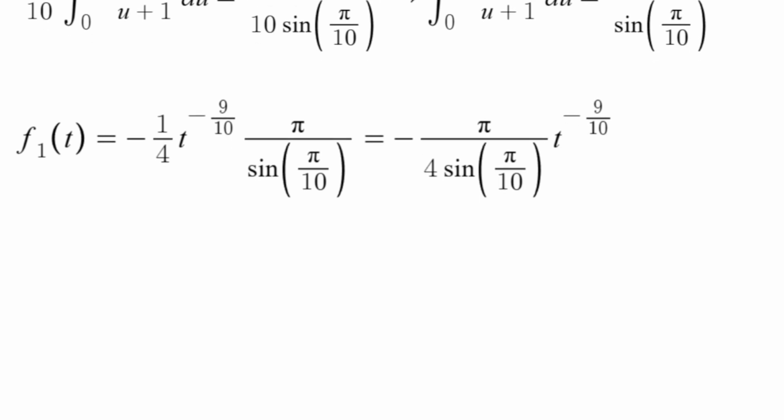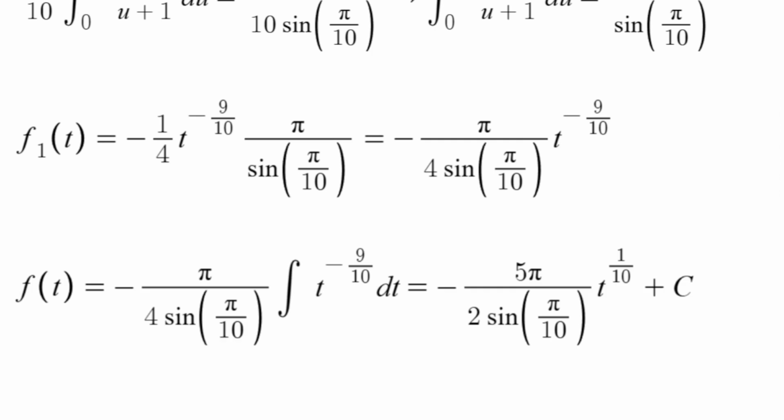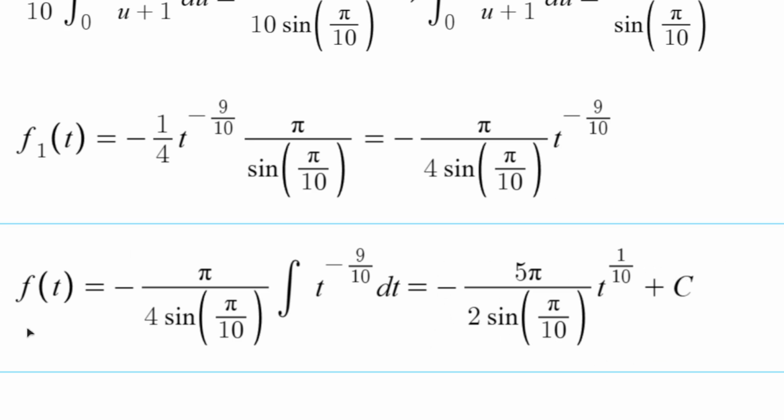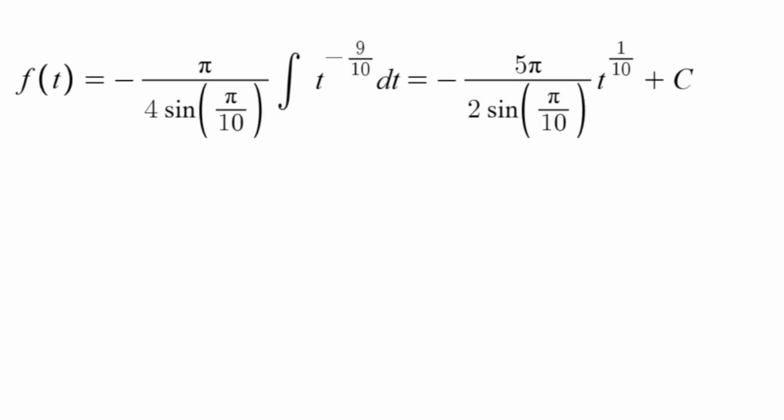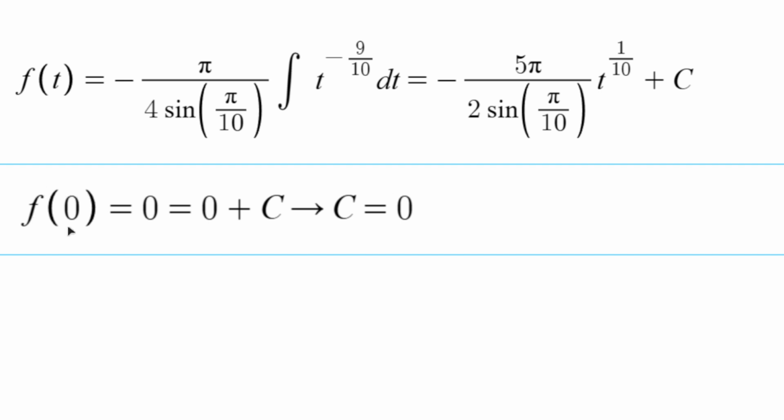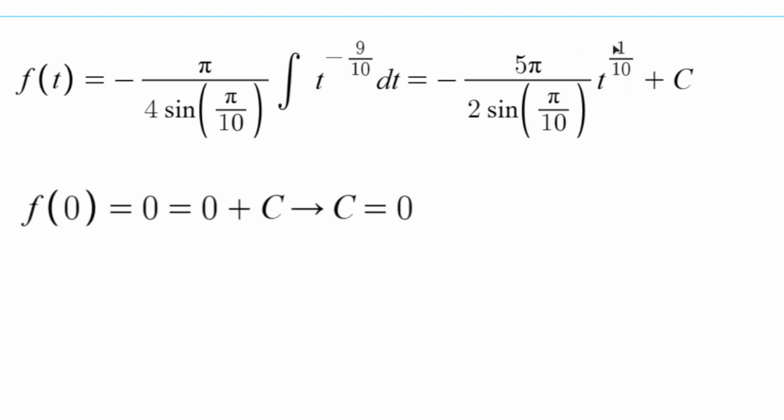Okay. Well, that's a very easy thing to integrate. So we need to integrate that to get back to f of t. So integrating that, like I said, that's very, very easy to integrate. We end up with this. Great. So now we have f of t explicitly, except for this constant of integration. But we can use the fact that f of 0 is equal to 0 to solve for c. So if we plug in f of 0, we know we get 0, but we also get 0 plus c. That means that c is equal to 0.